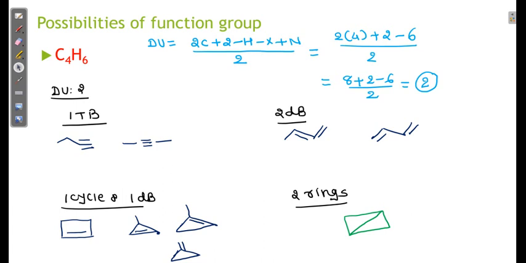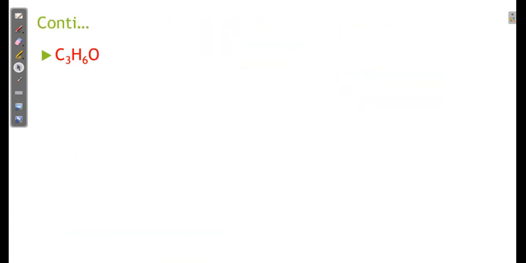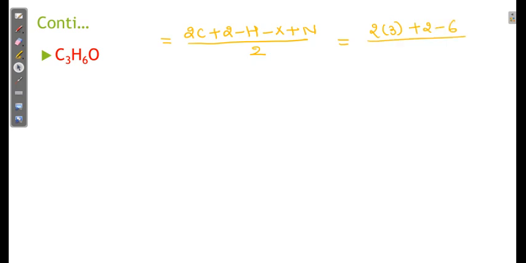Let us go and see one more case. This is the formula C3H6O. Here I have used one heteroatom, and this oxygen has more chances to make varieties, so I have taken it here. So 2C plus 2 minus H minus X plus N, then divided by 2. If we calculate it, we get 2 into 3 plus 2 minus 6 divided by 2, and we get DU is 1.